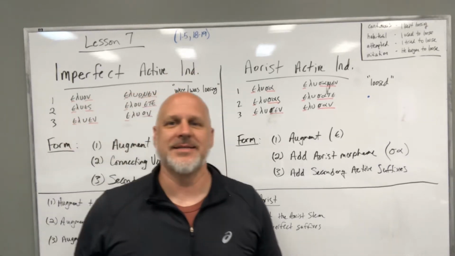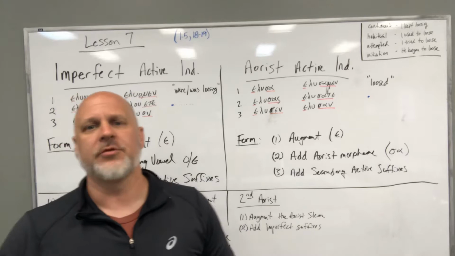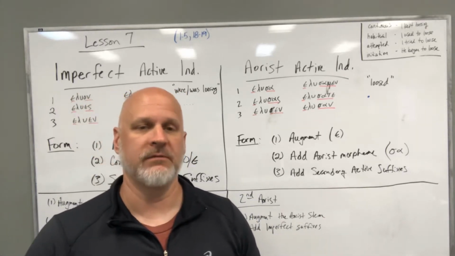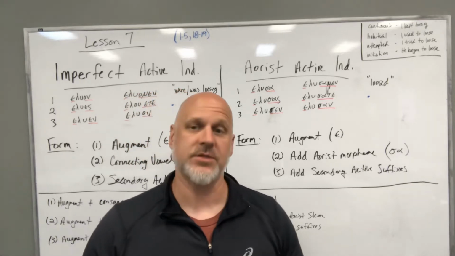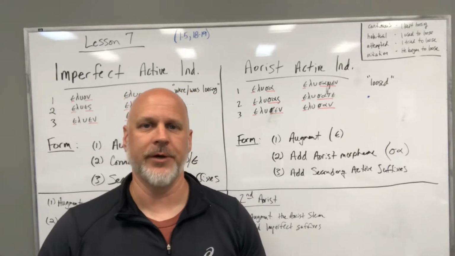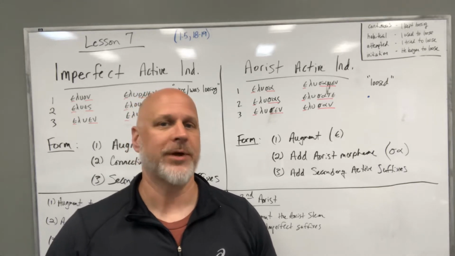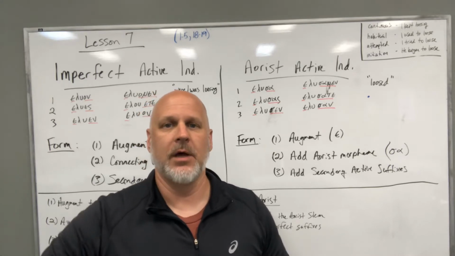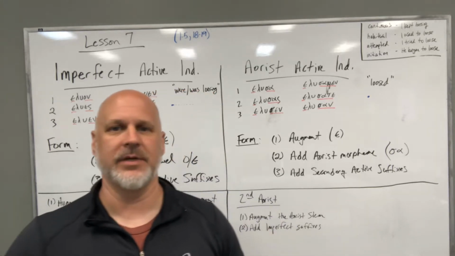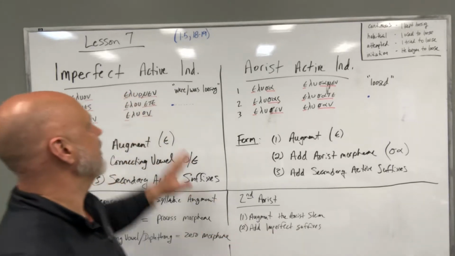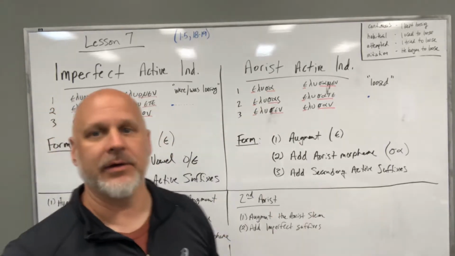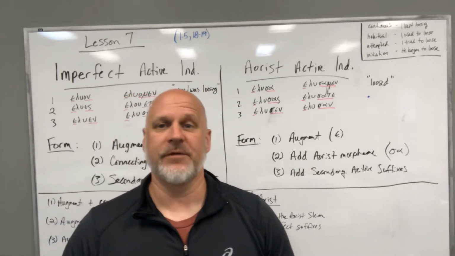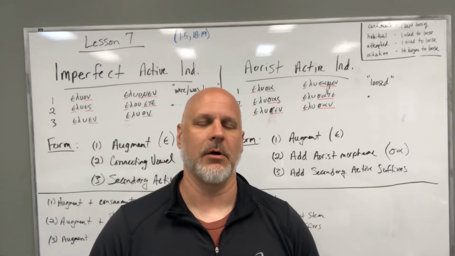This is lesson 7 in Introductory Greek. Tonight we will be looking at 2 more verb tenses. This will give us 4 verb tenses that we will know. We already know the present active indicative and we know the future active indicative. We're going to add 2 more active indicatives, and that's going to be the imperfect and the aorist. Aorist is actually, we have first and second aorist, and we'll talk about that in just a moment.